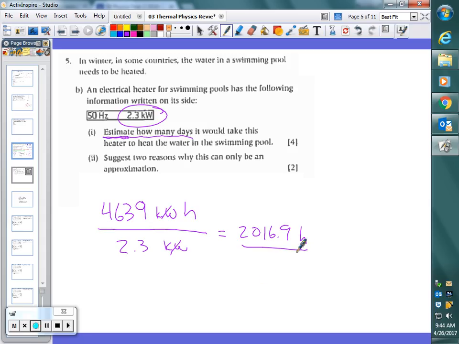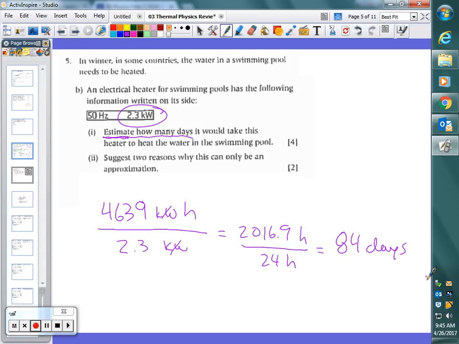And that's hours, right? But it didn't ask us for hours, it asked us for days. So we're going to divide that by 24, and we're going to get approximately 84 days. Winter's basically over now, right? Obviously that heater, like I said, is not a very high wattage heater, but that's how long it will take with that heater.